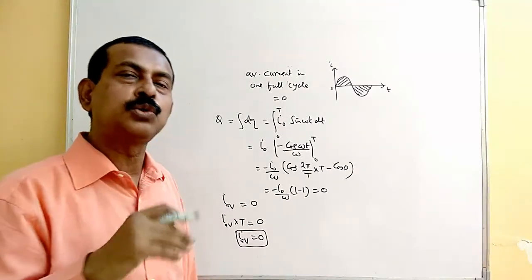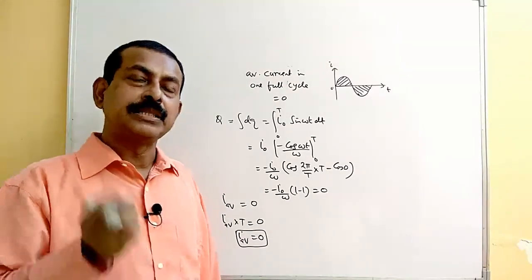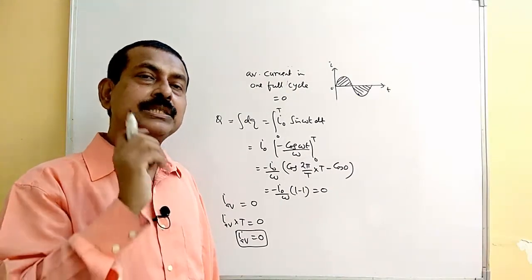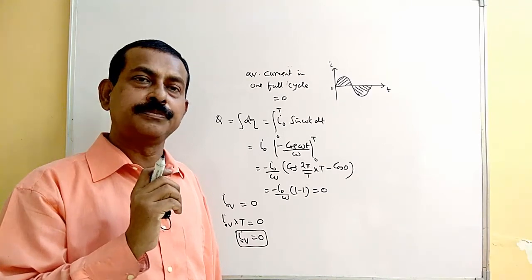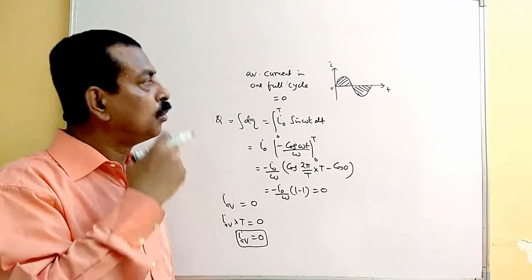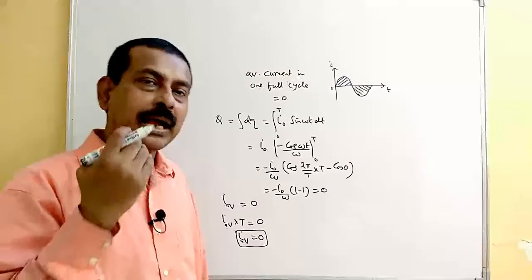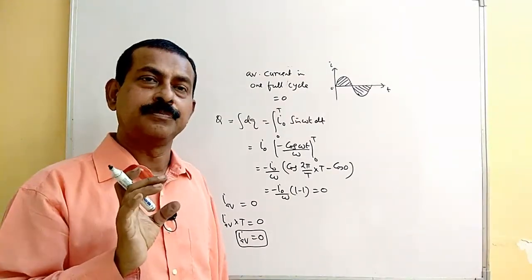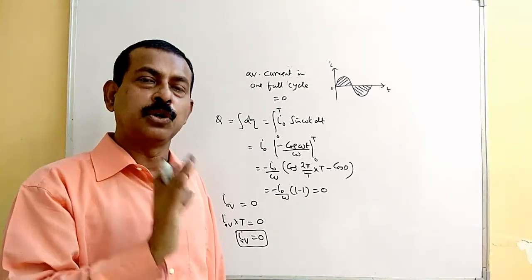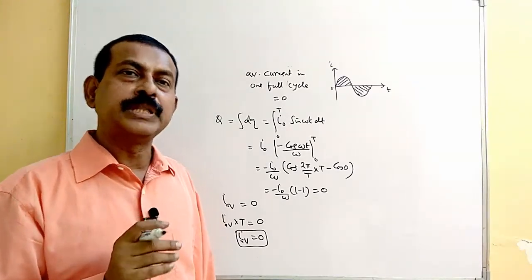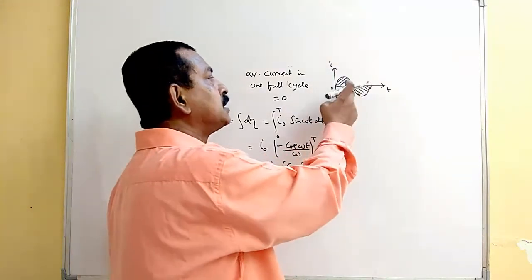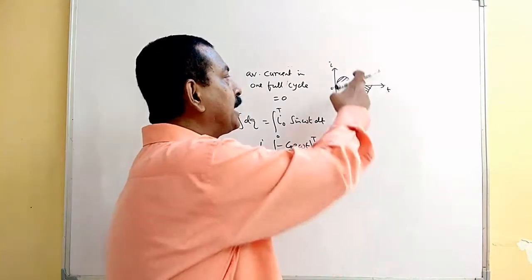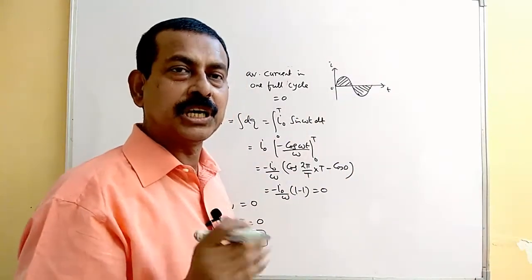If at all you want to define it for one full cycle, then you have to take it as the constant current which supplies the same magnitude of the charge in the same duration of time as supplied by alternating current in one full cycle. That is the magnitude of the charge, not the net charge. So in that case, you will calculate the charge supplied in half cycle, the charge supplied in the other half cycle, and you will take the magnitude, not the net value of the charge.